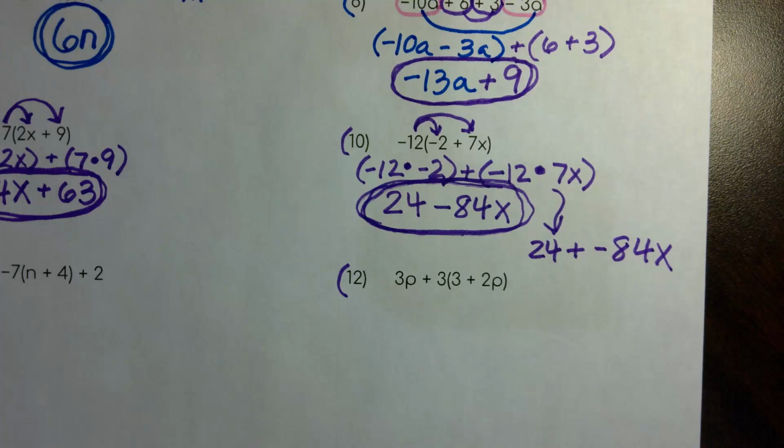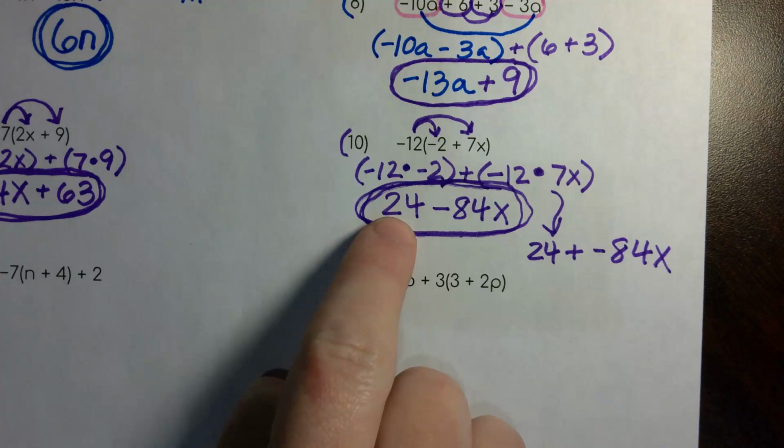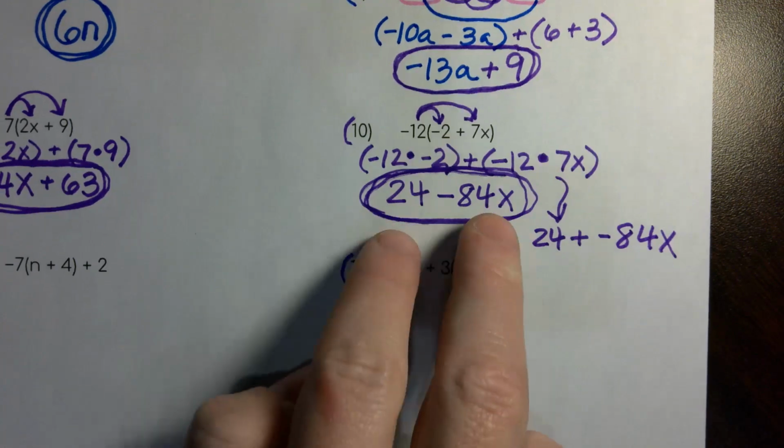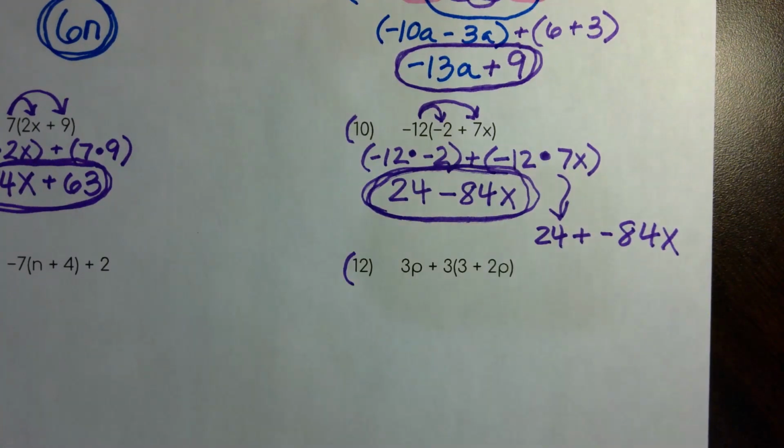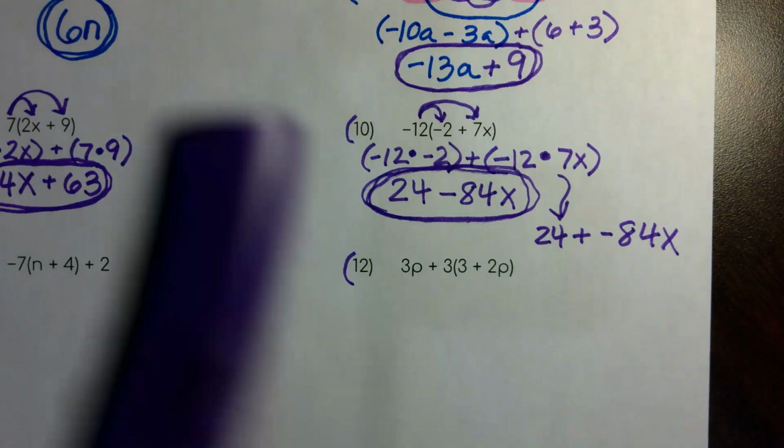So if this was 24x minus 84x, you could definitely do that. But this is just 24 and there's no x attached. So these are not like terms. Does that make sense, guys? Yes, I have to remember that. Okay.